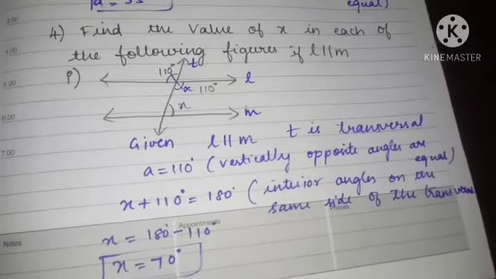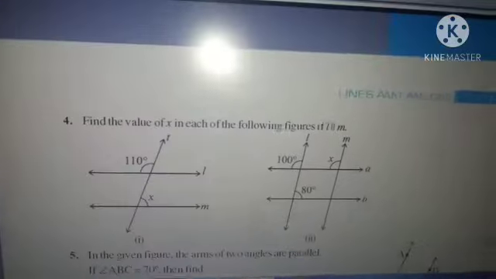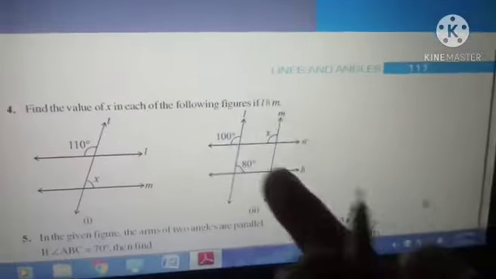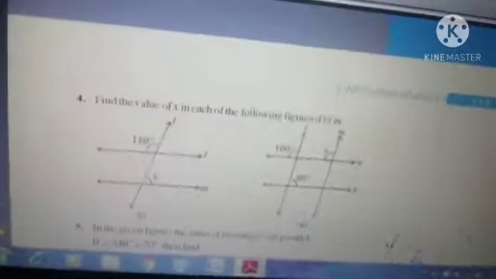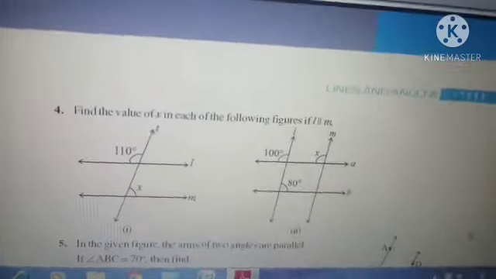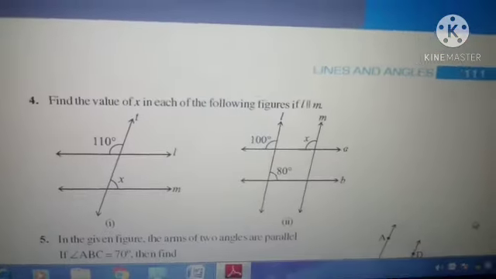Next is your fourth problem. See, in that fourth problem, this is important. You have to check this L and M like this. You have to invert like that and you have to see L and M. So this x and 100 degree are corresponding angles. Correct? So x value is 100 degree. Like that you can directly write the answer. Your second subdivision is your homework.